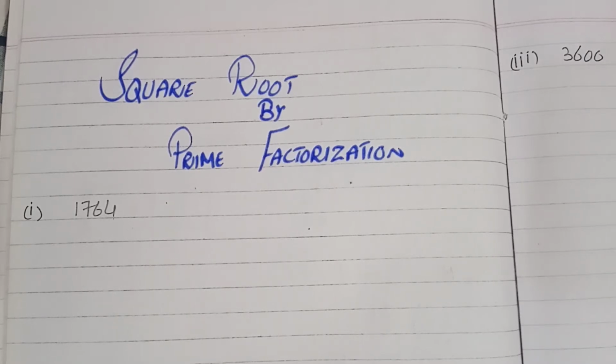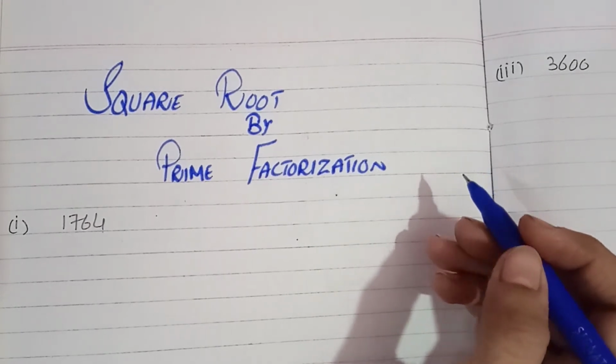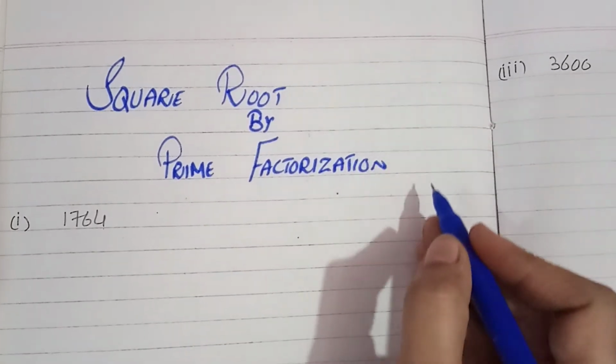Today we will learn about square root by prime factorization method. When the numbers are very small, like a one digit number or two digit number, we can simply find out the square root.